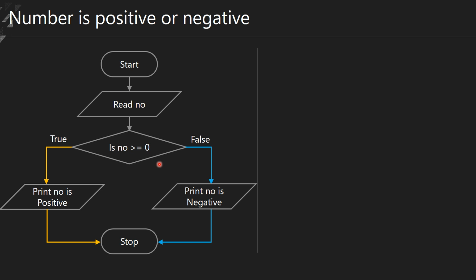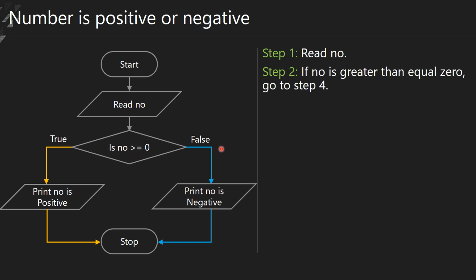Is it very easy, right? So easy to write the flowchart for a smaller number, a smaller problem. How do you write the algorithm for it? Look at that. First, it has to read the number. Then you have to check the step. You have to check whether the number is greater than or equal to 0.